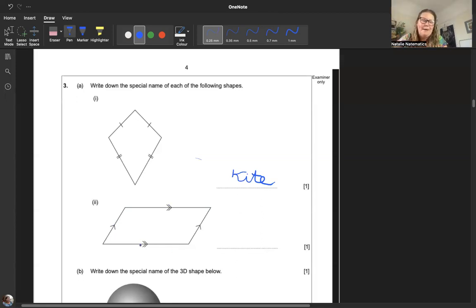And this pair of sides are parallel to each other, but not parallel to those. But also, they are a different length. So if these sides here were the same length as those sides, this would be a rhombus, but it isn't. So this one is a parallelogram.